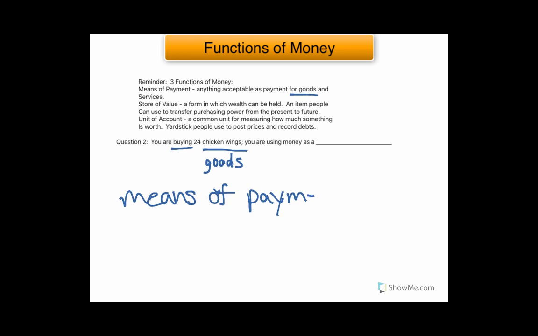It's not store of value because, again, we're not saving anything here. We're not transferring value to the future. And it's not a unit of account because we're not making a claim about the worth of the 24 chicken wings. We're just exchanging that money for the goods or services.